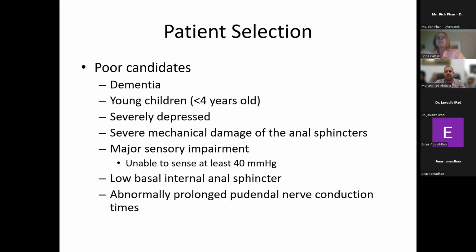So poor candidates: patients with dementia, like I mentioned before, are not going to be able to remember your instructions. It's really not very beneficial. Young children, less than 4 years old, are probably not going to understand the commands of squeezing or those whole dynamics. Often severely depressed people are not going to be very good candidates because sometimes they don't have the drive or the energy to actually stick with this program.